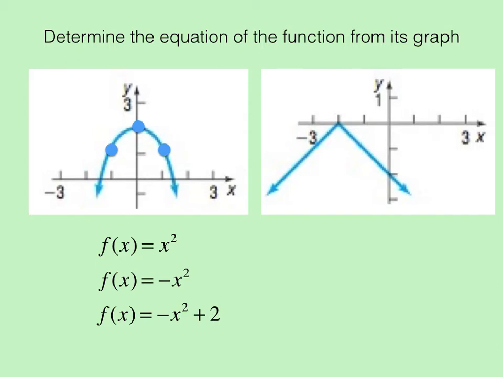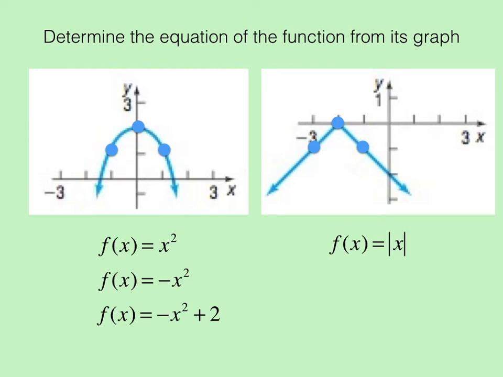Now we'll look at the absolute value function whose vertex is at negative 2, 0. Two other points that lie on this curve are located 1 over and 1 down from the vertex. The equation form is f of x equals the absolute value of x.